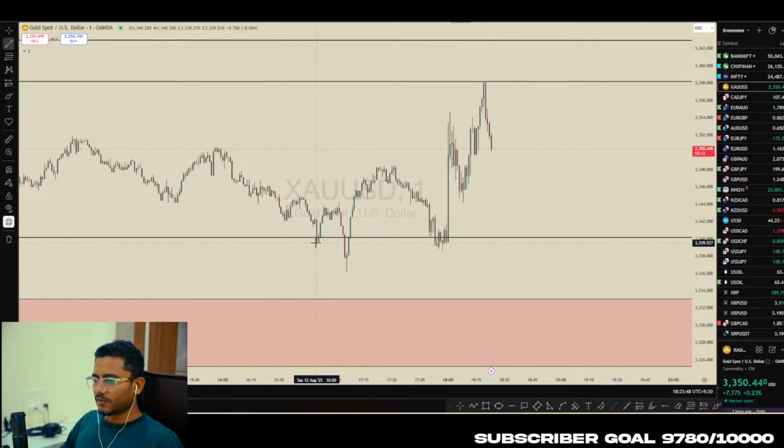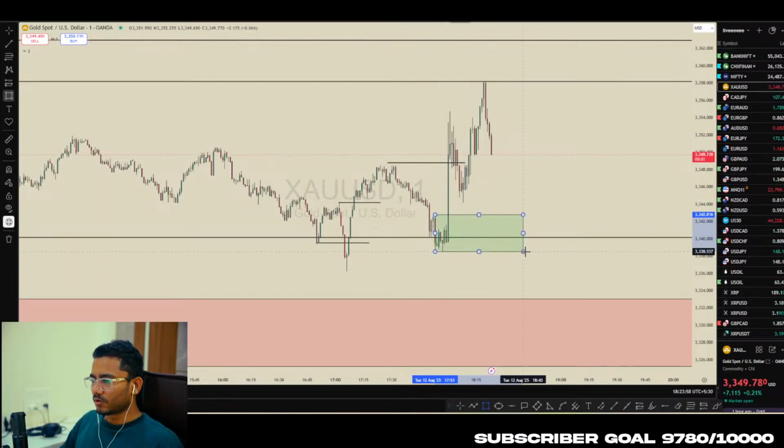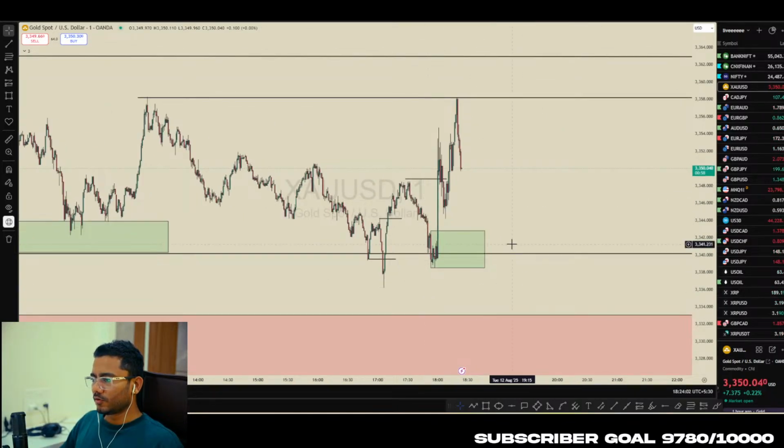Here we can see price swept the liquidity from this previous high, broke the structure, created new higher high, and we have this order block, this imbalance, and we have this order block, which took out the whole structure and mitigated this order block.